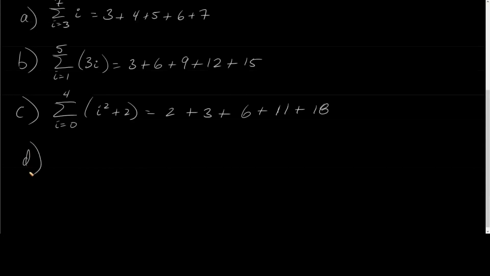The same idea applies: we can write whatever we want inside, and we can even use a different index. So we can do something like j from 1 to 3 of 1 over the square root of j. We need to plug in the values 1, 2, and 3. So we have 1 over the square root of 1 plus 1 over the square root of 2 plus 1 over the square root of 3.